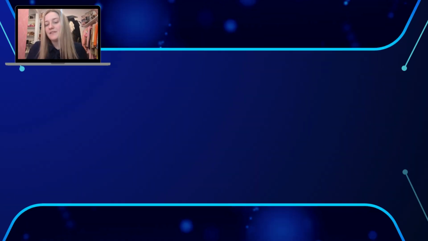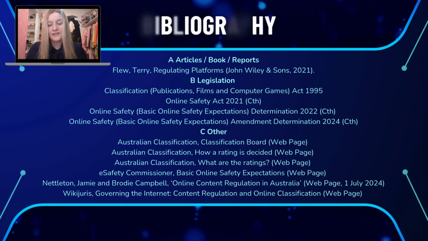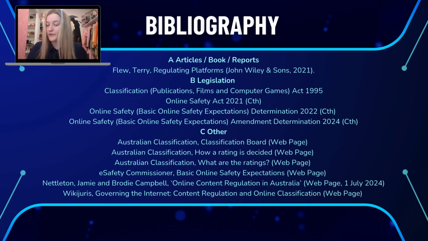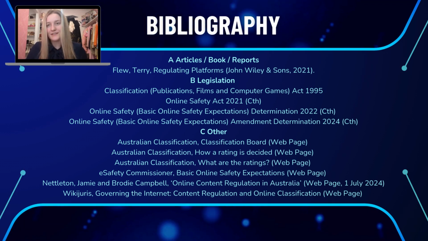So to sum up, the Australian classification system sets the classifications, the Online Safety Act sets the rules, and the eSafety Commissioner makes sure platforms follow the rules. That's your quick guide to content classification and online safety in Australia.